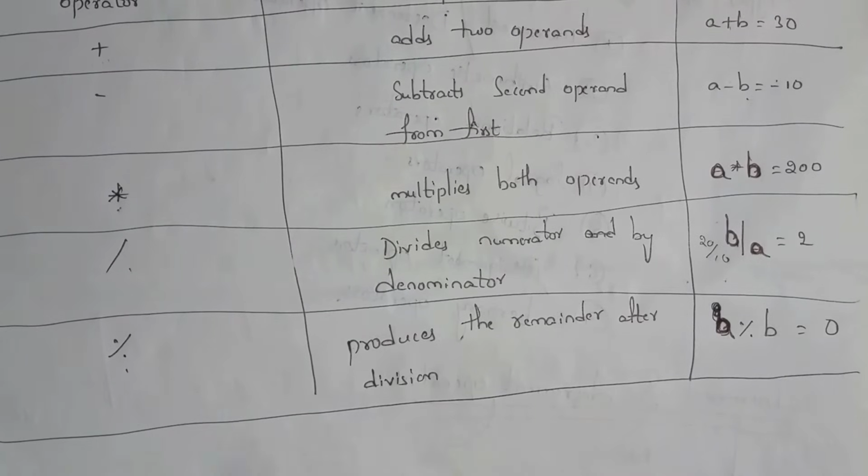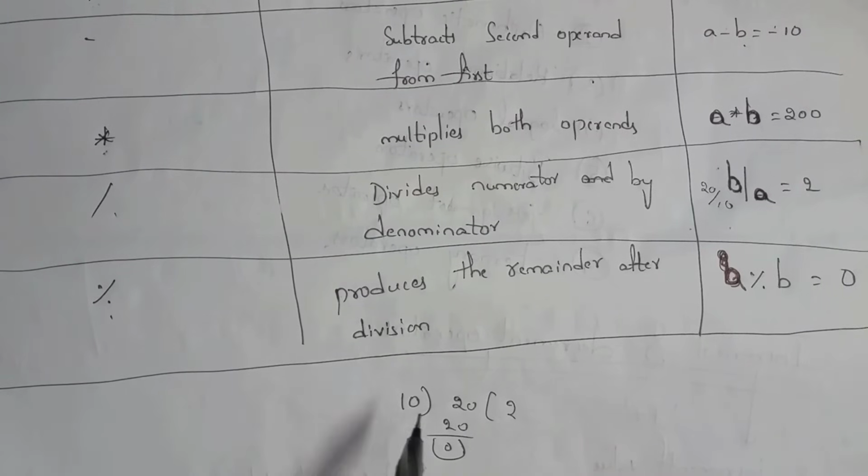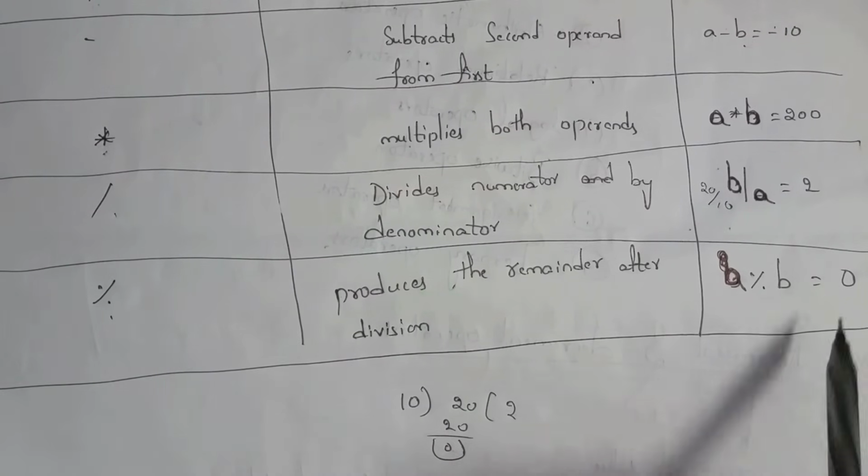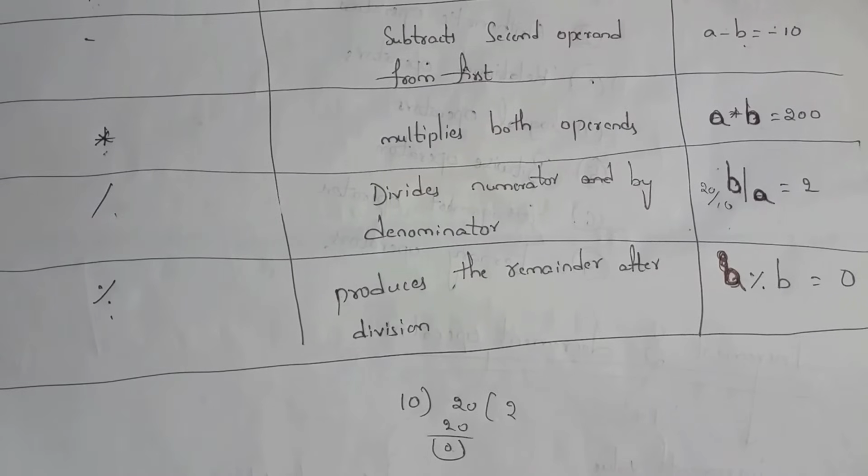Last one is modulus. Modulus will provide remainder as output. For example, here I want to divide value of a by b. If we divide value of a with b, that is 10 divided by 20, remainder is 10. Modulus will provide remainder as output. These are 5 arithmetic operators in C. I will explain C program for these arithmetic operators.